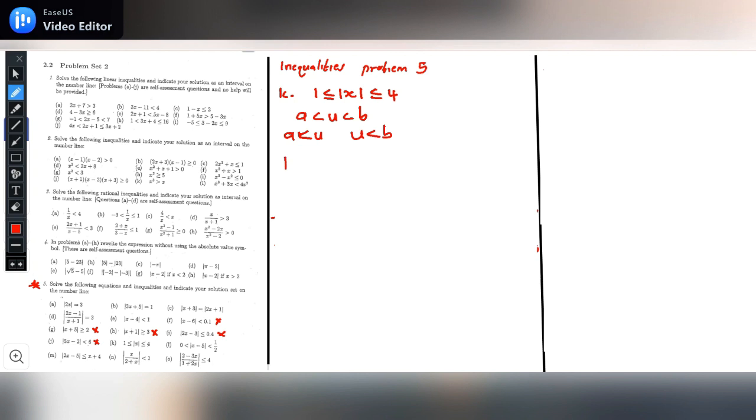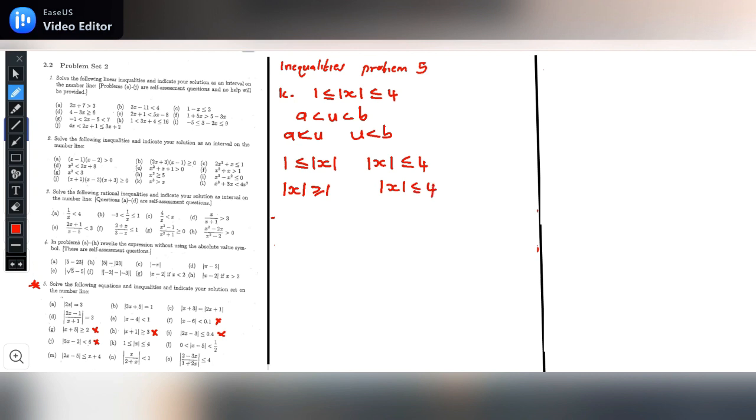We're going to have 1 is less than or equal to the absolute value of x, and then also the absolute value of x is less than or equal to 4, right? We can write this one in the correct form. We can write it like this. That is the same thing, right? You can write it like this.